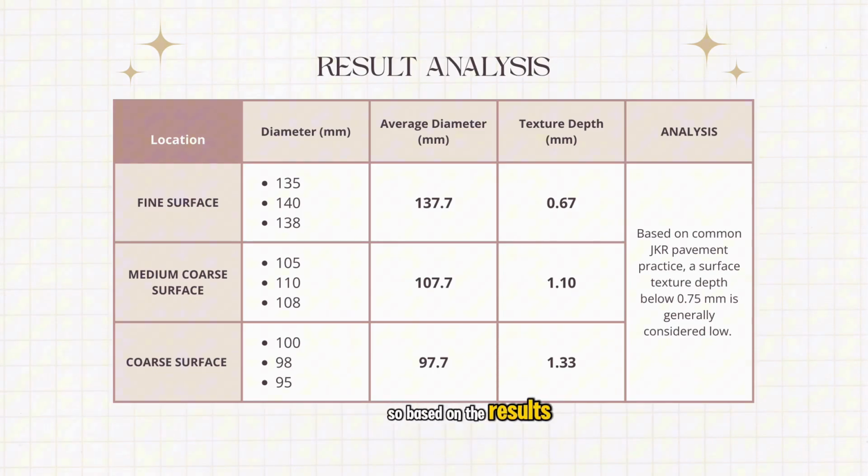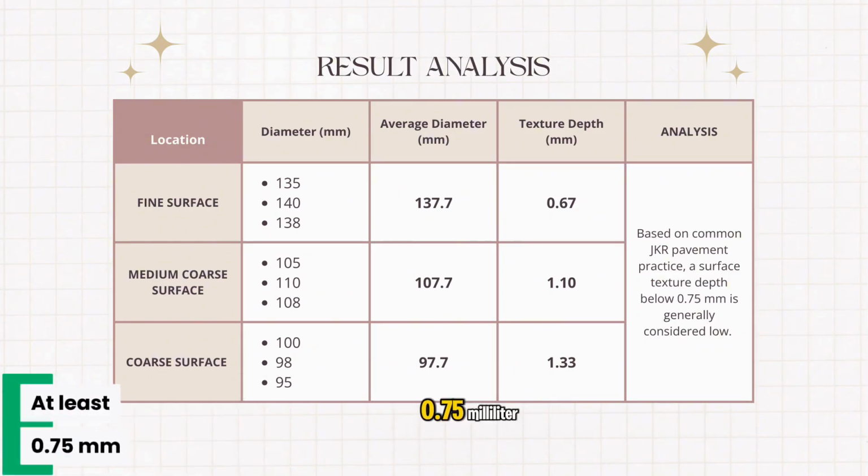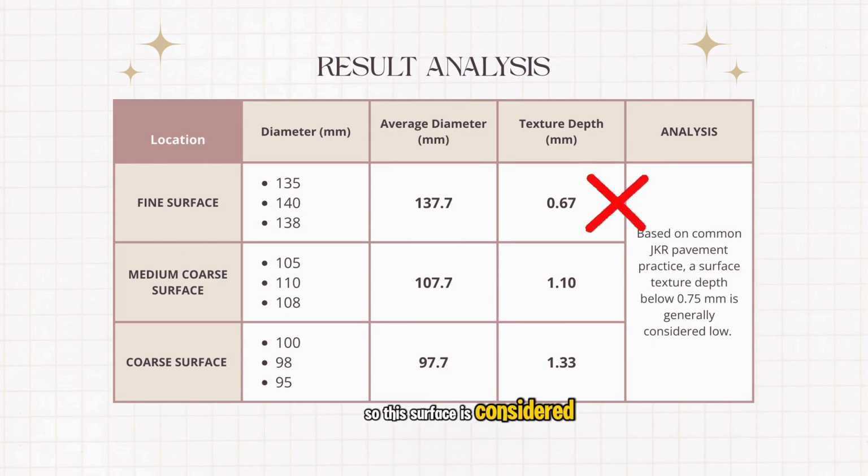So based on the result, the fine surface recorded the largest average diameter, 137.7. This results in a texture depth of 0.67. According to the JKR standard, the average texture depth for a road surface should be at least 0.75. So this surface is considered smooth and below the acceptable limit.